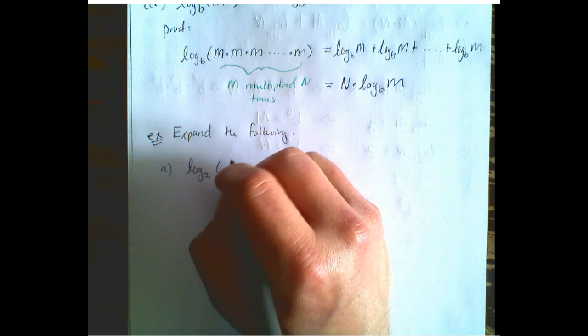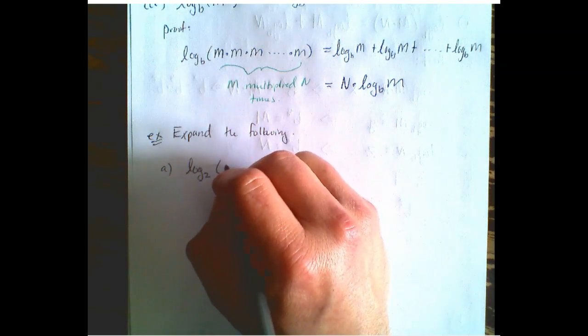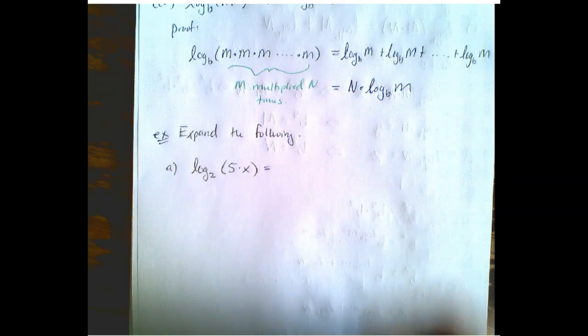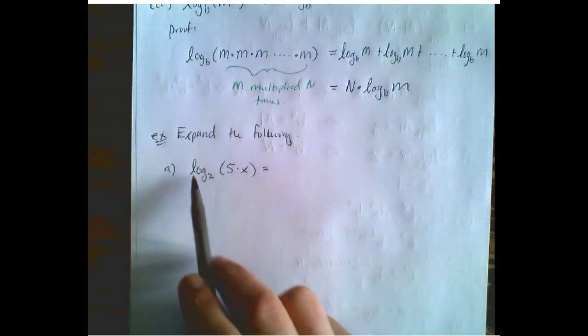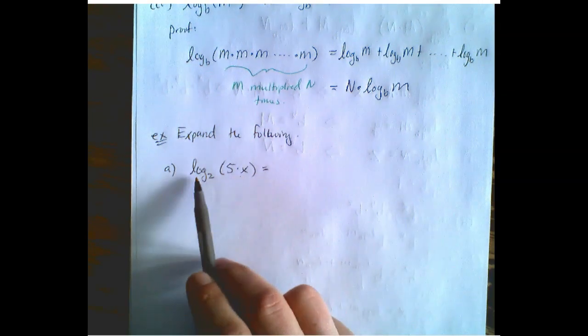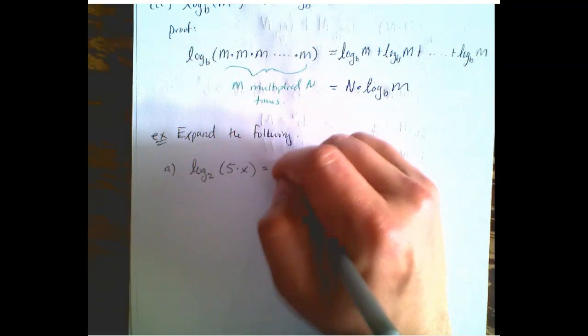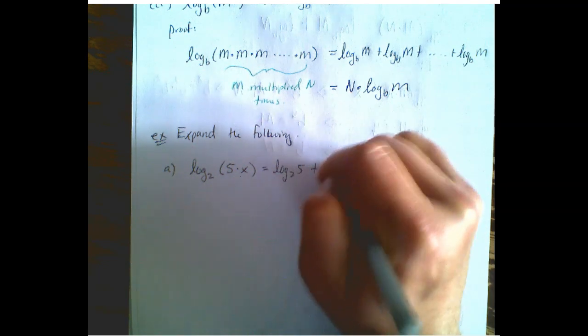So let's expand the following. Let's say log base 2 of 5 times x. So if you want to expand this, we're going to use property number 1, which says the log base 2 of a product is the sum of the log base 2's of the factors of the product. This would be log base 2 of 5 plus log base 2 of x.